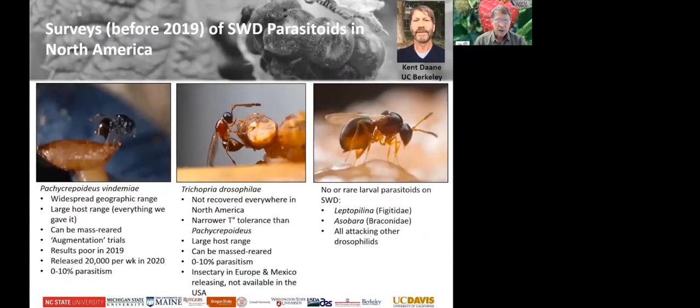So the first thing we do in a classic biocontrol project is to determine if there are natural enemies present here that give us support. We've got, going from left to right, this pupal parasitoid Pachycrepoideus, another pupal parasitoid Trichopria, and then different larval parasitoids. And what we found in most of the North American surveys prior to 2019, the pupal parasitoids are present, but they don't really give us control. Typically, it's below 10% parasitism.